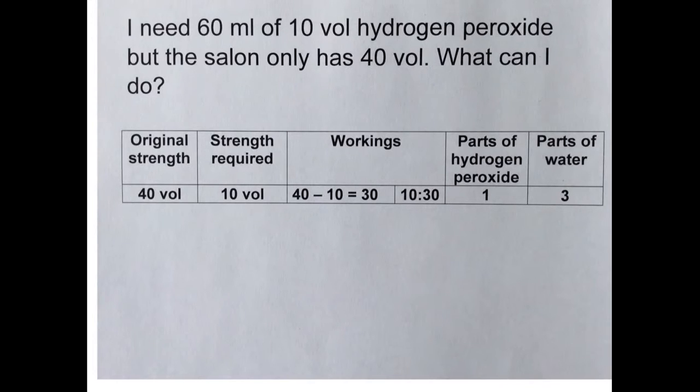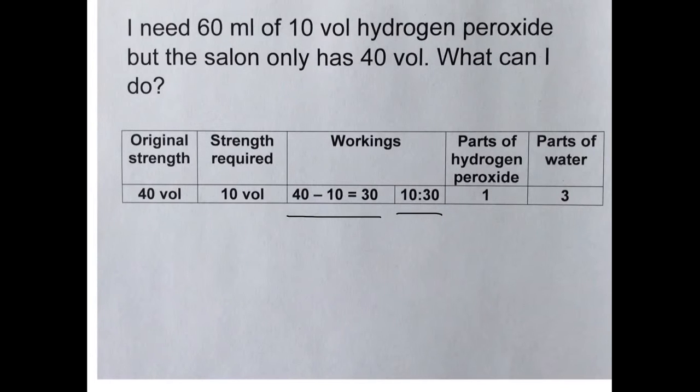Well, obviously I need to mix some of the stronger hydrogen peroxide with distilled water. How do I work out this calculation? Well, do 40 minus 10 equals 30. Then look at the last two numbers, 10 to 30, that ratio.